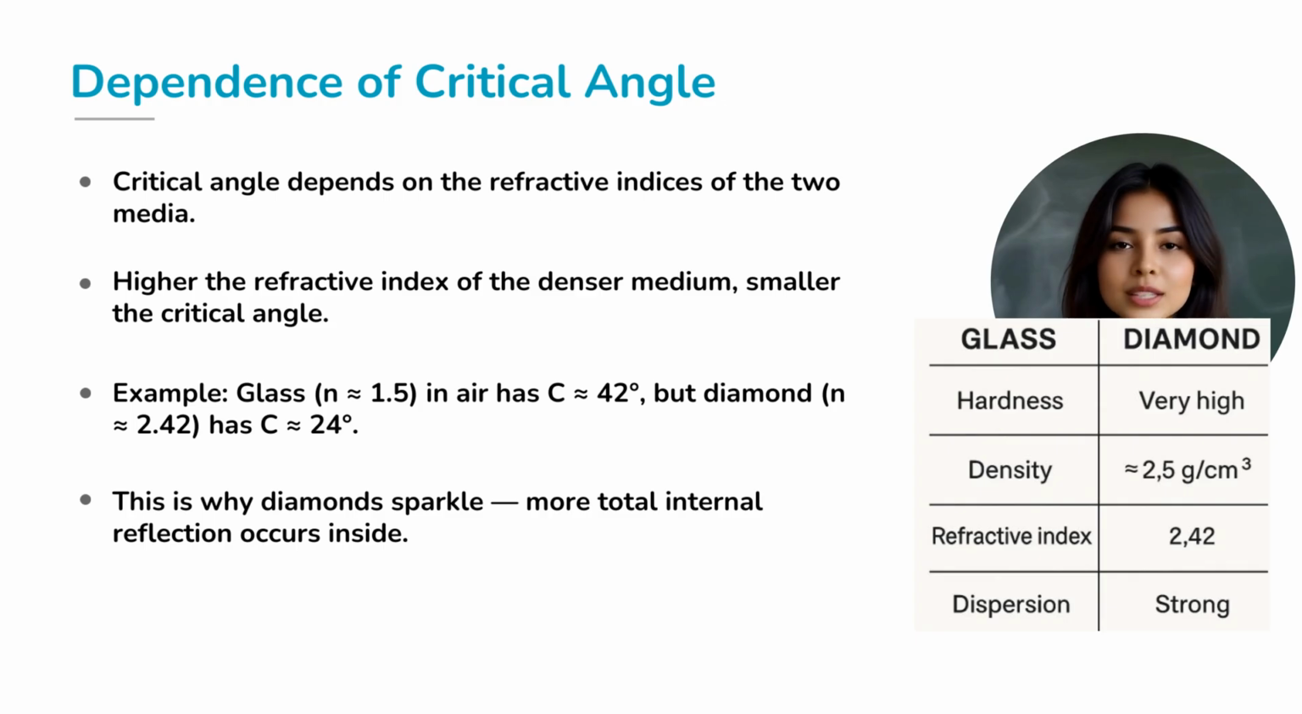Take glass, for example. Its refractive index is about 1.5. So, its critical angle in air is roughly 42 degrees. But diamond is much denser optically, with a refractive index of about 2.42. That makes its critical angle only about 24 degrees. And that's actually why diamonds sparkle so brilliantly. Light inside them keeps bouncing around with total internal reflection before escaping, giving that dazzling effect.